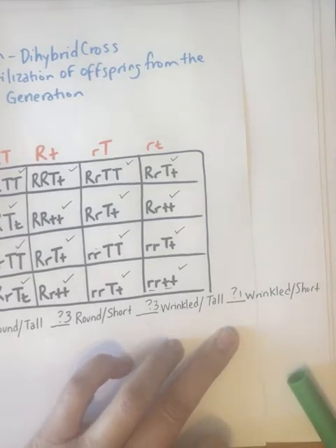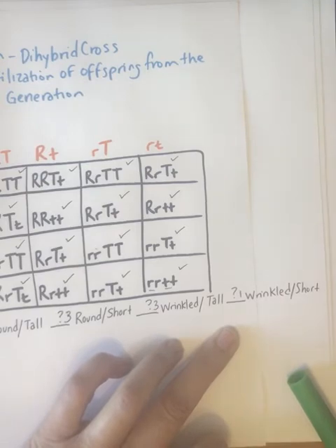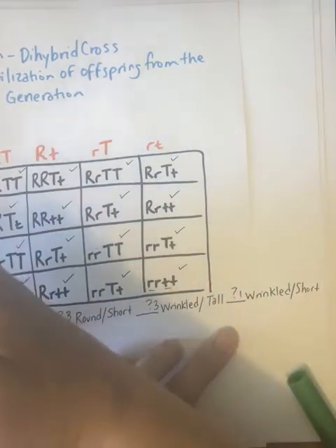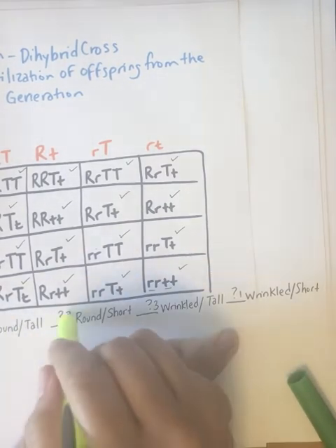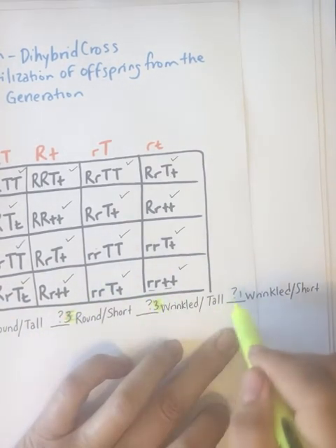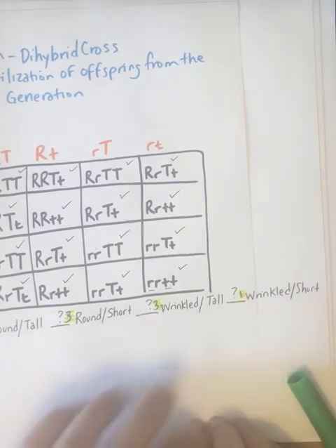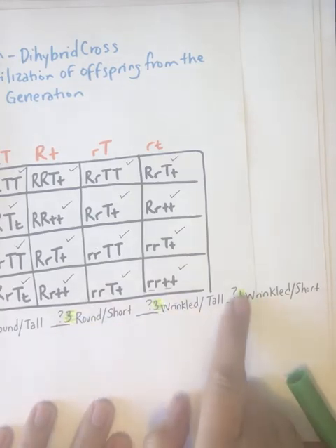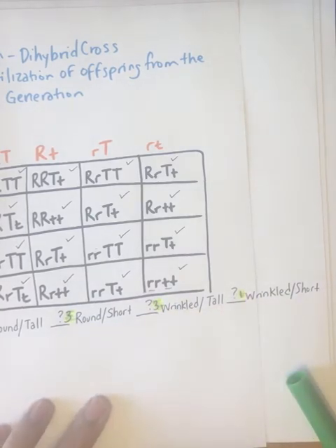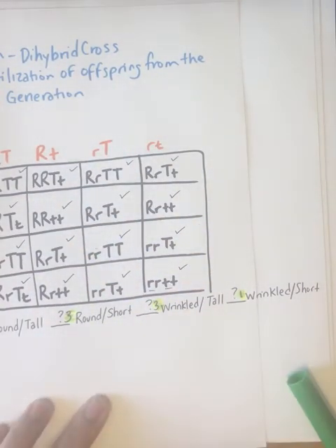So when you calculate these phenotypic ratios, to know that you did it right, since there's 16 squares, these numbers should equal 16. So 9, 3, 3, and 1. These are called your phenotypic ratios. 9, 10, 11, 12, 13, 14, 15, 16. You have a total of 16, and these are your phenotypes.